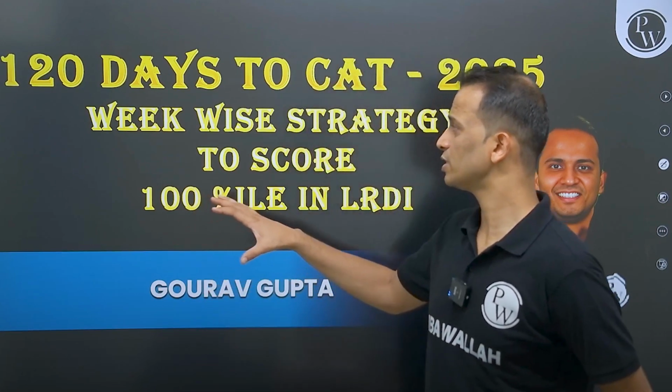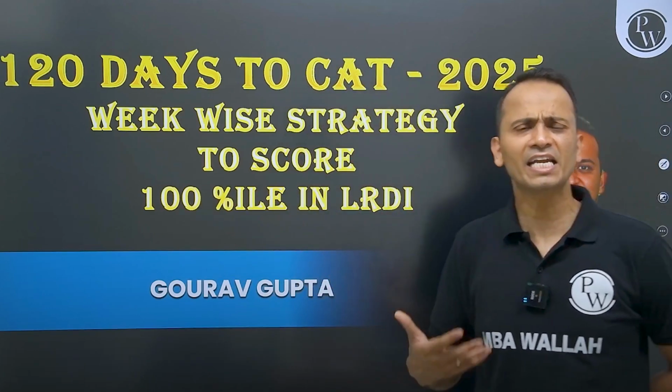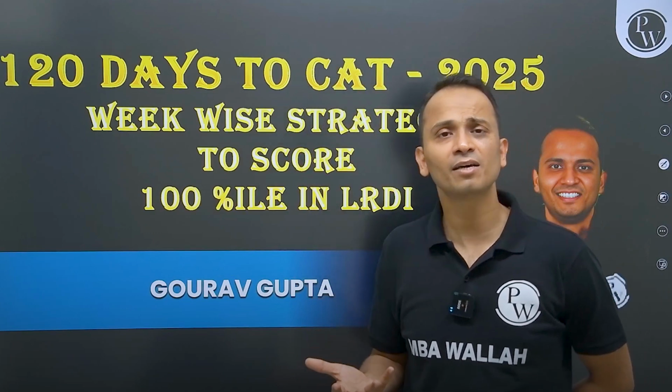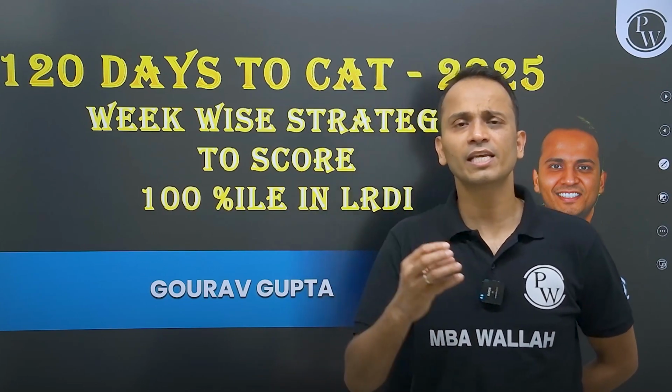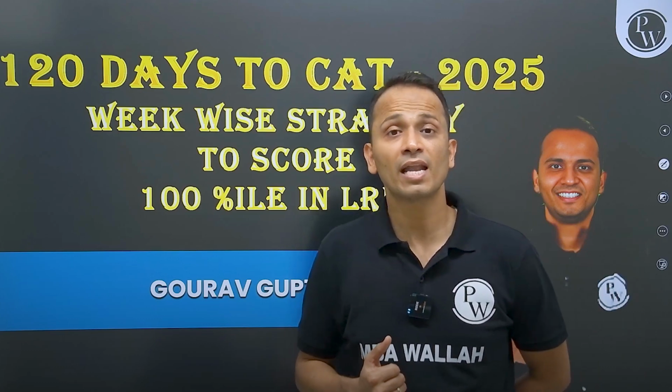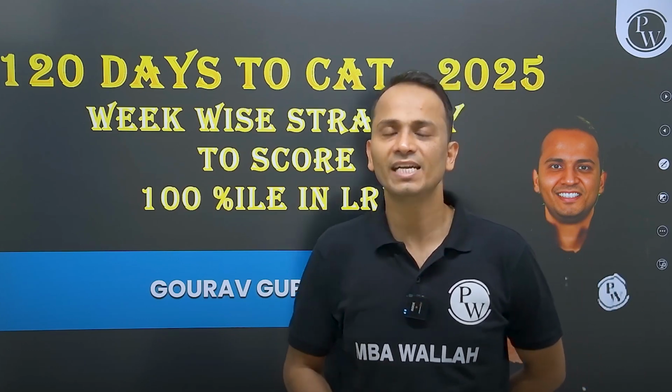So here we are going to discuss a week-wise strategy to score 100 percentile. We'll target 100 percentile. We might land up at 99 percentile, 95 percentile, or the sectional cutoff that is required to get an IIM call, which in most of the IIMs is 90 percentile.